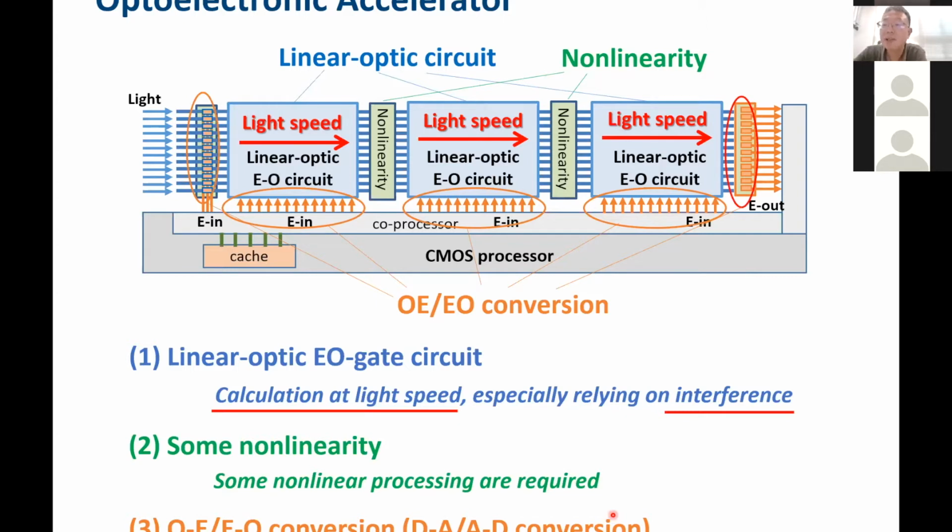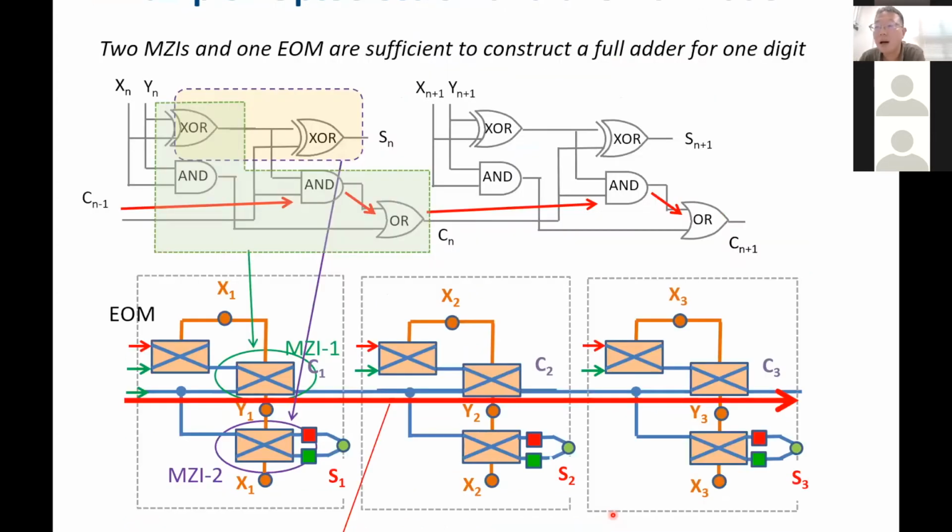So here I show the first example of optoelectric accelerators, which is a parallel full adder. Usually this kind of ripple carry adder consists of AND, XOR, and OR gates. But this functionality can be represented by just two Mach-Zehnder interferometers, MZI, here and there, with one EO modulator. So just 3 gates are sufficient for representing these operations.